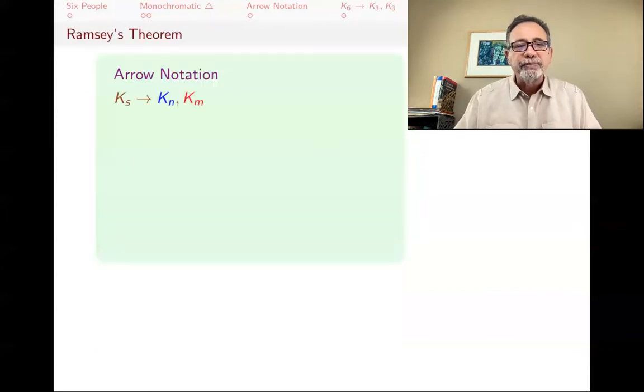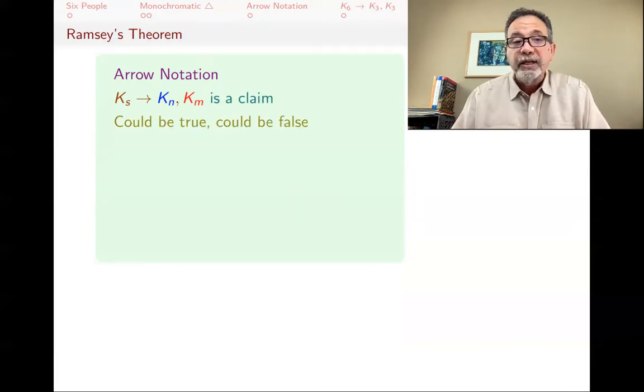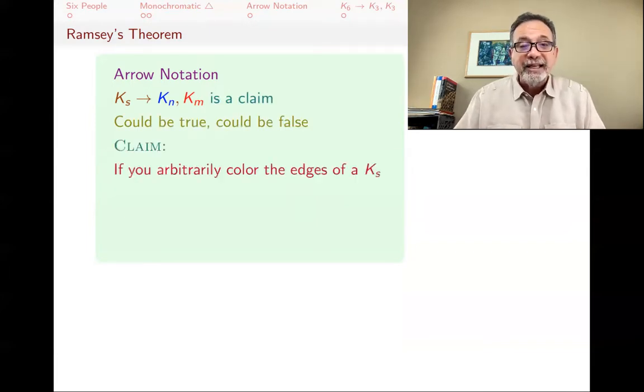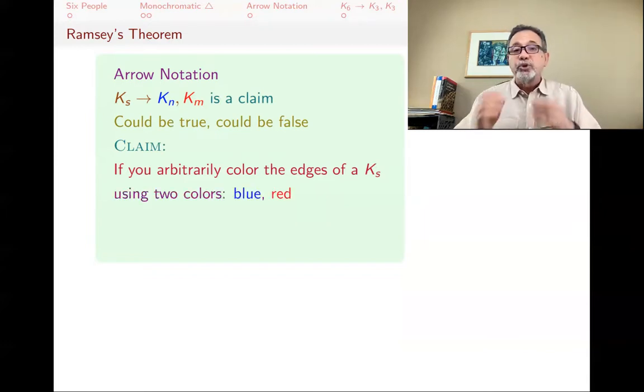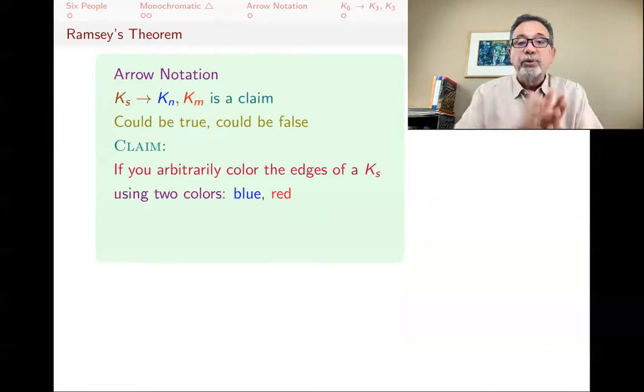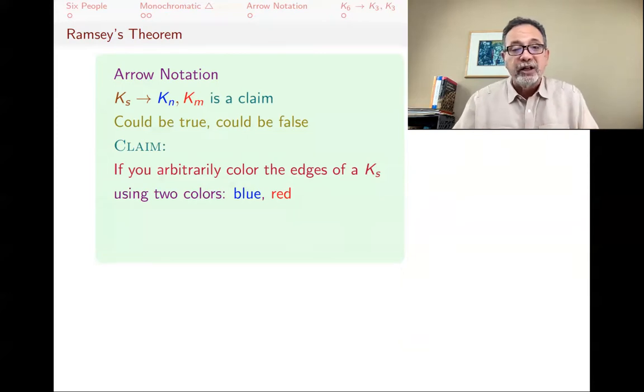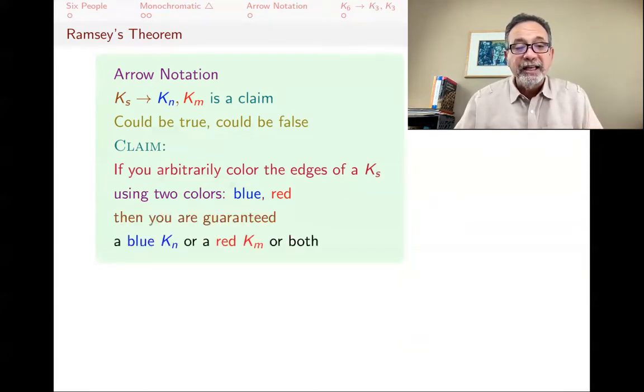So first of all, let's make sure that we understand what the arrow notation is saying. If I say Ks arrows to Kn, Km, this is a claim, maybe true or false, but what is it? The claim is that if you arbitrarily color the edges of a Ks, a complete graph with S vertices, using two colors, blue and red, blue is the first color, red is the second color, then you're guaranteed a blue Kn or a red Km.